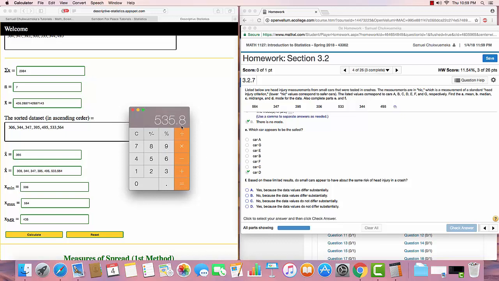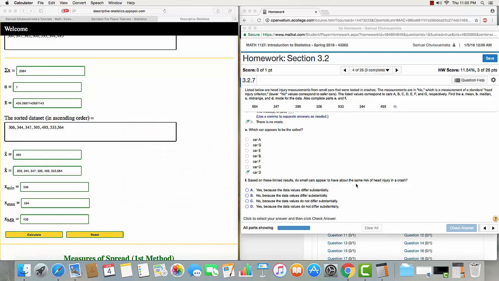So 535.8. We still have 306. This is way less than 5% of this. Okay, because 5% of 564 is 535.8, and 306 is way less than 535.8. And even 344 is less than this, 347 is less than this. The values differ substantially. Okay.